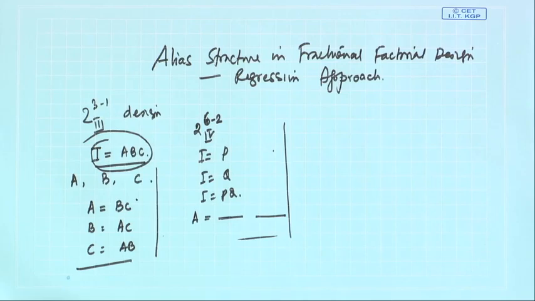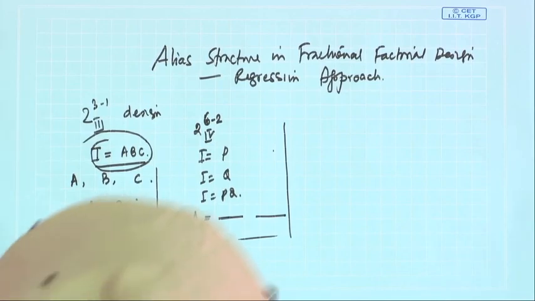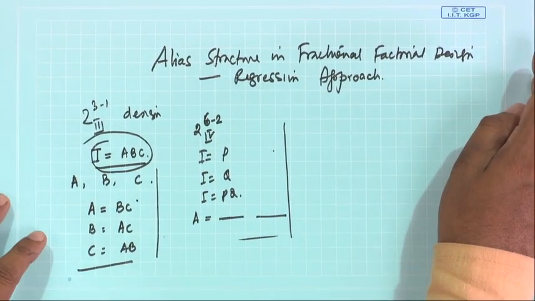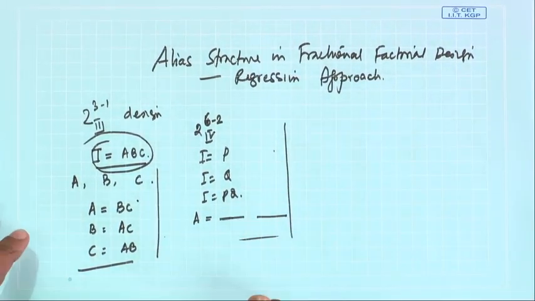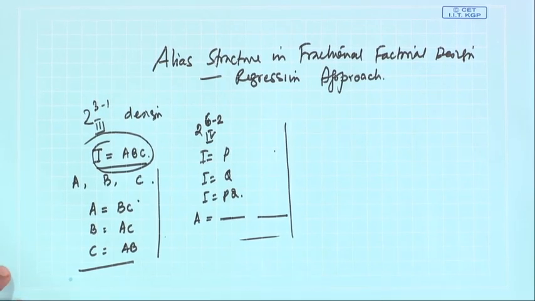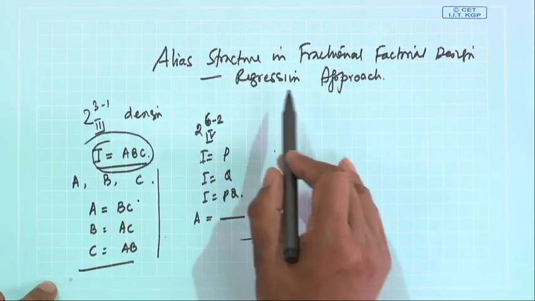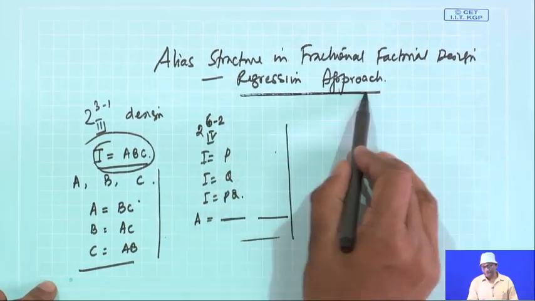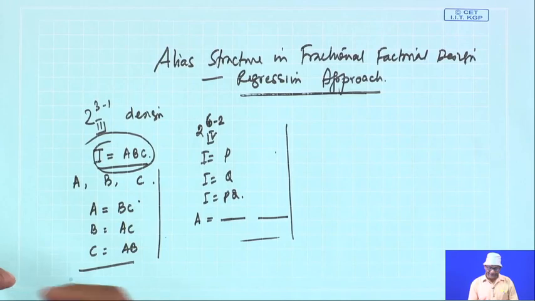It may so happen that there will be certain situations when you may not get the defining relations. Under certain simple conditions these defining relations work well, but there may be complex situations when the defining relationship will become complicated and you may not be able to get the desired one. So, alternatively you can use the regression approach to find out the alias structure.